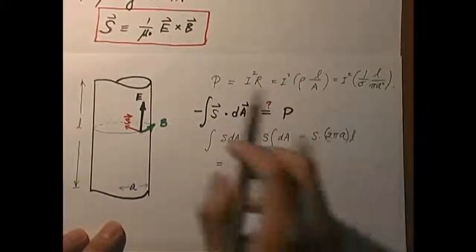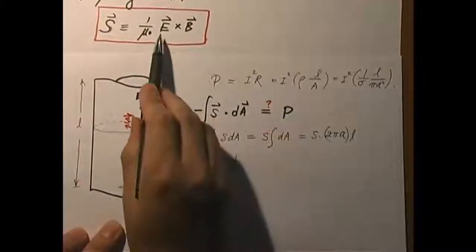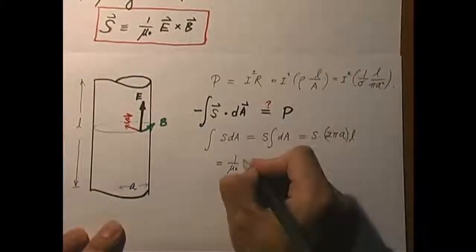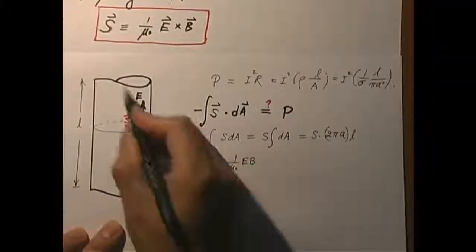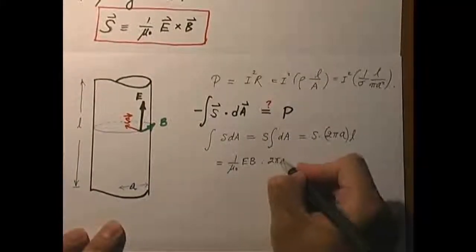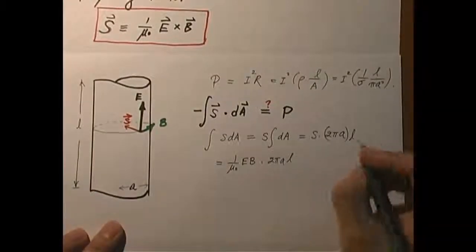Let's go further. What is S anyway? Look at this formula: 1 over mu naught, E cross B. E and B are perpendicular to each other, so it's just E times B, on the surface of the wire, and then times 2 pi a L. What is E and what is B?